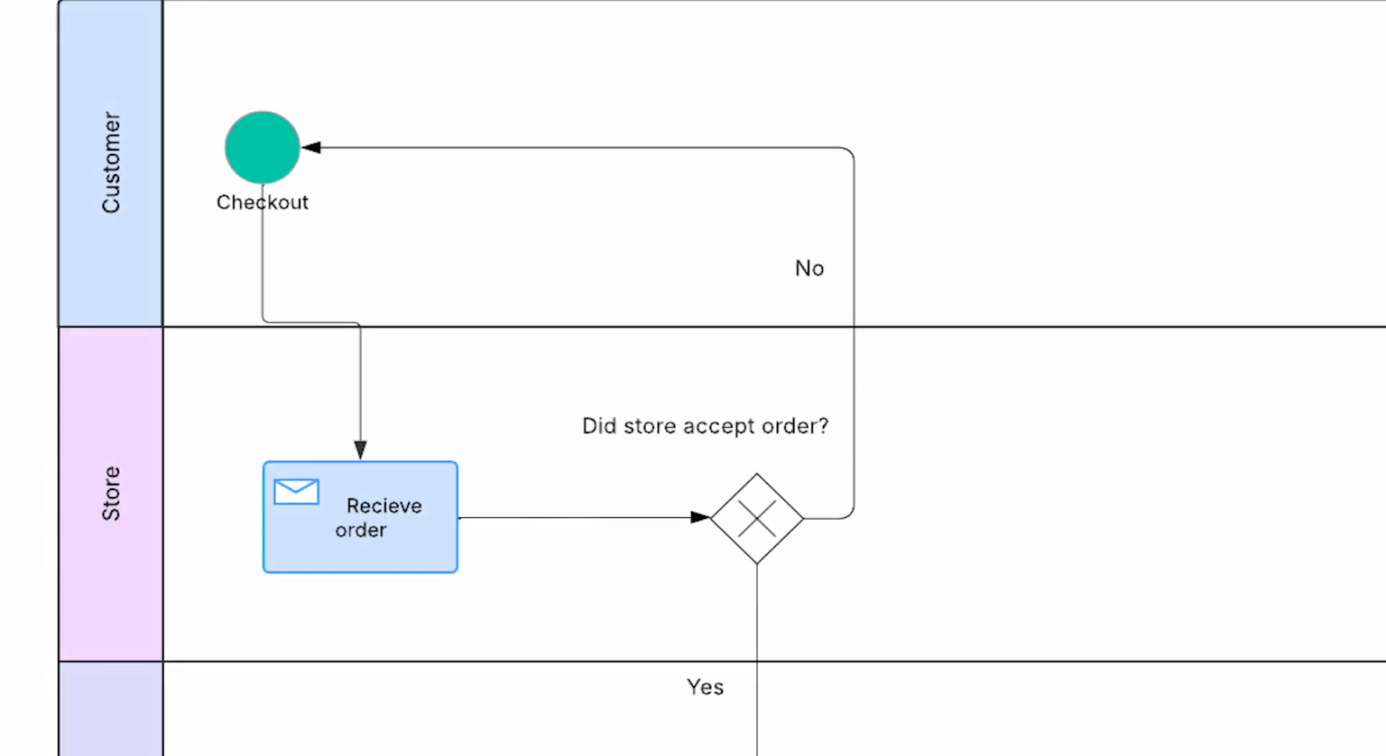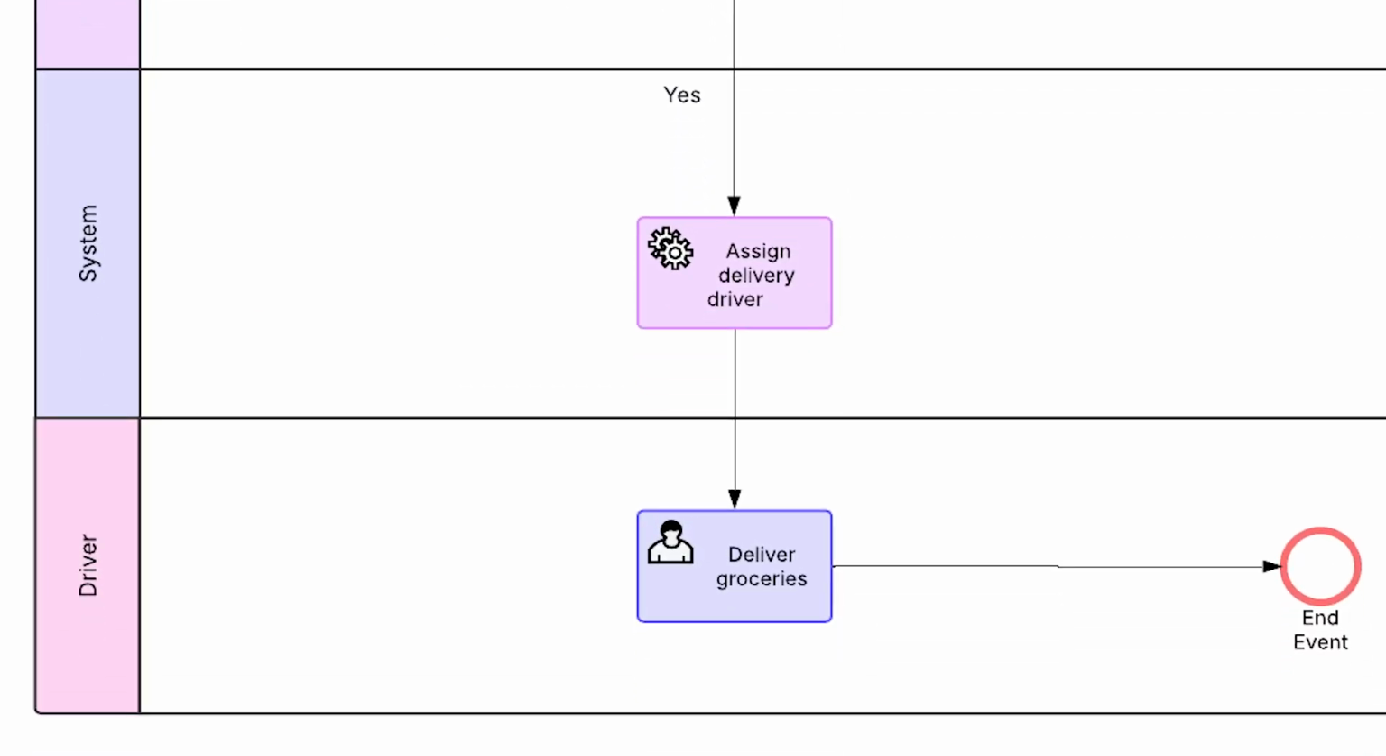Using our example, SwiftKart, it's going to look like this. The customer checks out, the store receives the order, the store accepts or rejects it, the delivery driver is assigned, driver delivers the groceries. So each role, the customer, the store, the driver, would get a separate lane, which is called a swim lane. The reason why this matters is that it gives a full picture of how the business runs across people and across systems.